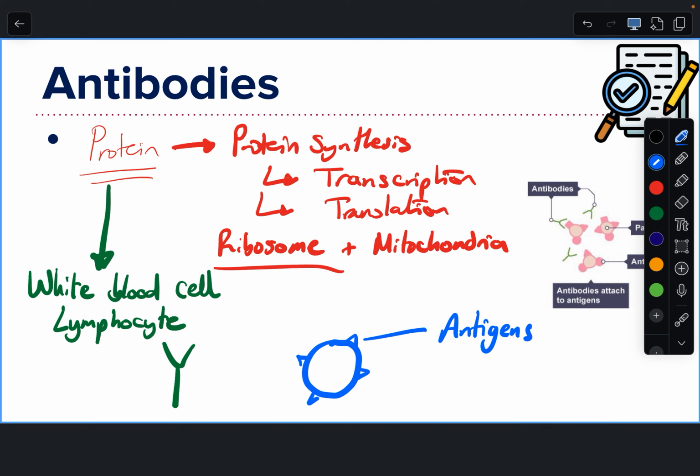This antibody, or the antibodies that are produced, the aim of the antibody is that they are specific, unique to that antigen. But the word I'd like you to use rather than specific or unique is we say that the antibody is complementary.